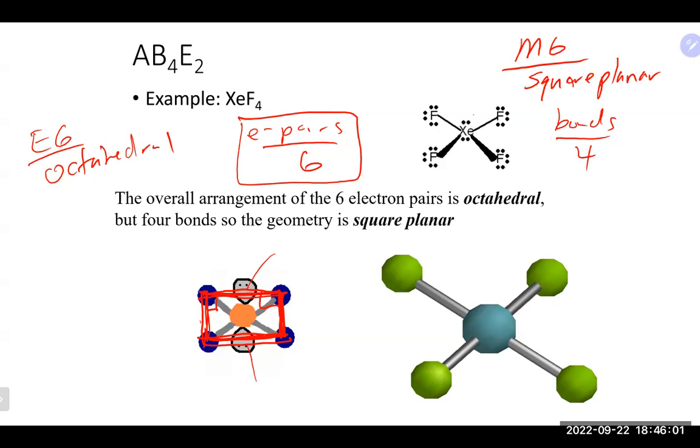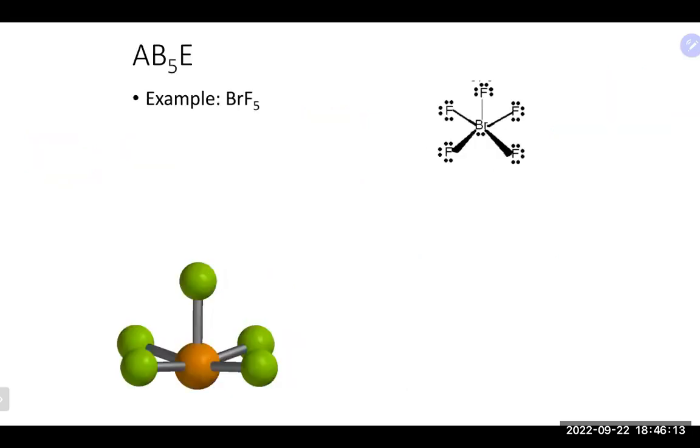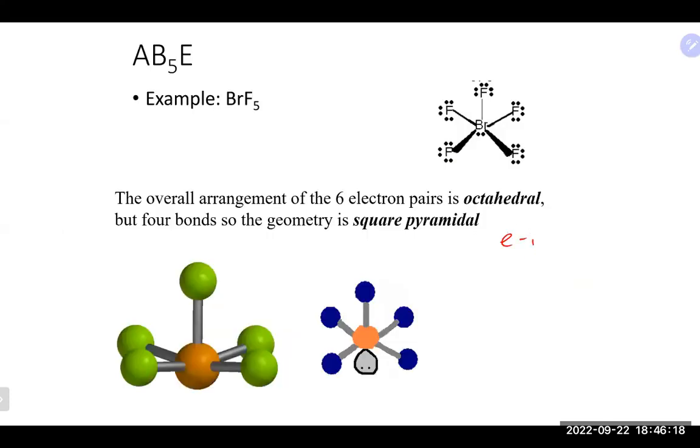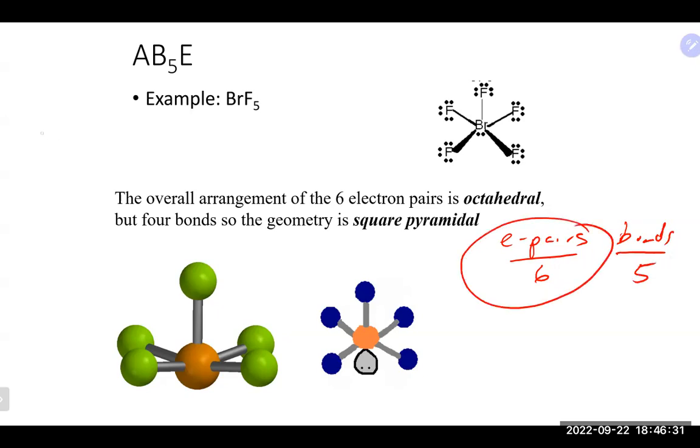Our last geometry here with our expanded octet is going to be 6 electron pairs and actually 5 bonds in that case. And that is a guy that looks like this, BrF5. So once again here, electron pairs around the central atom are going to be 6, with 5 bonds and 1 non-bonding electron pair. Our bonds here are going to be 5. That is again going to give us our octahedral geometry for our electron geometry.